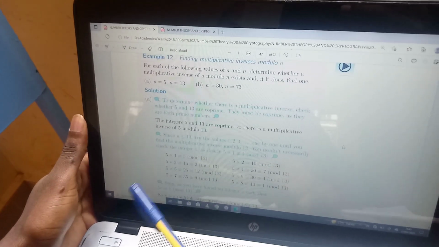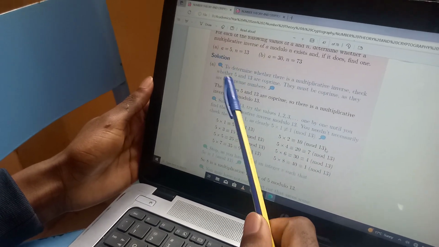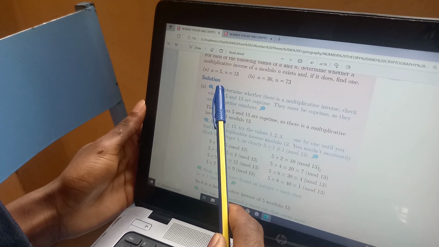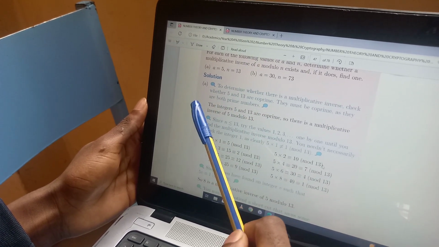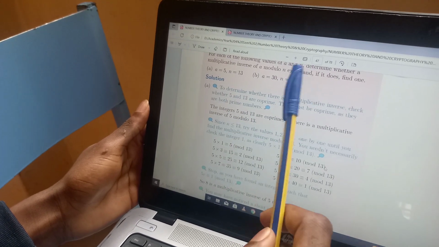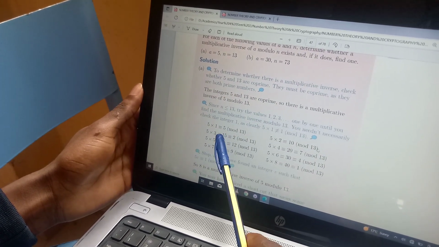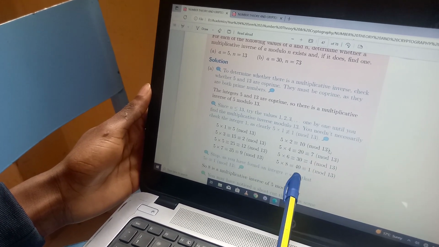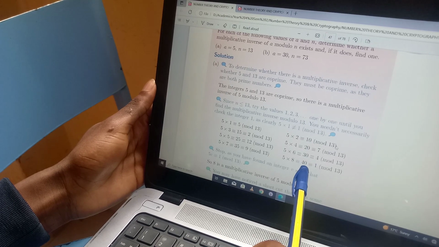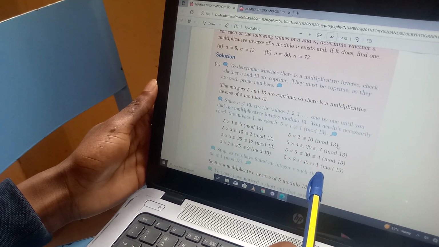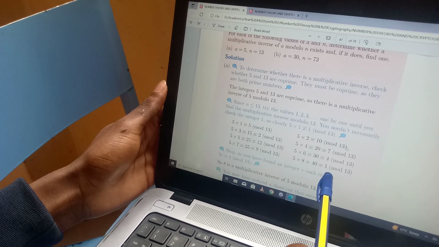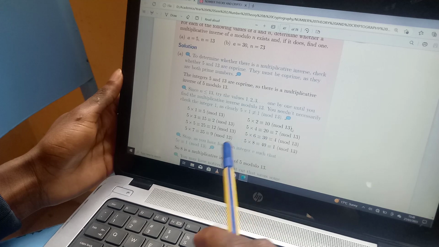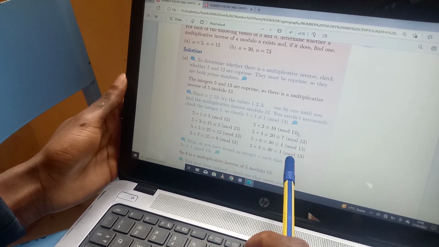So like in this case, with A being 5, you need to find a number B such that B multiplied by A will give a least residue of 1 modulo 13. So you start with 1, which will give you 5, then 2, 3, until you get a number that will give A, which in this case is 40, a least residue of 1 to satisfy the equation AB congruent 1 modulo 13. So in this case, 8 will be the multiplicative inverse of A, which is 5, modulo 13.